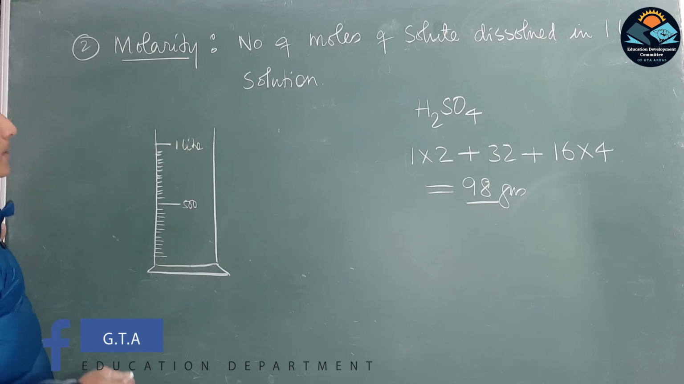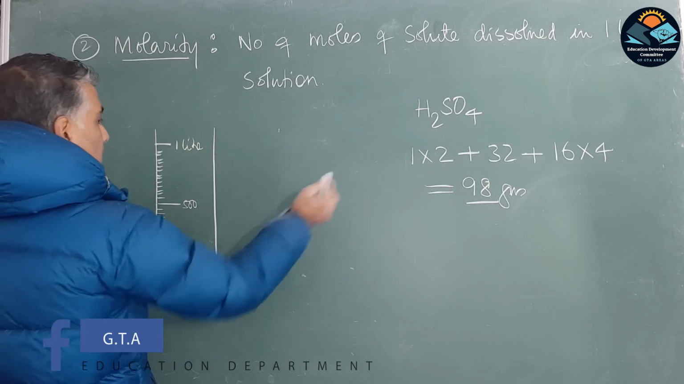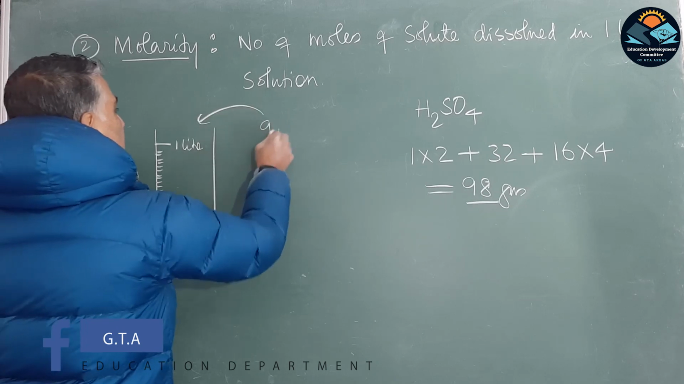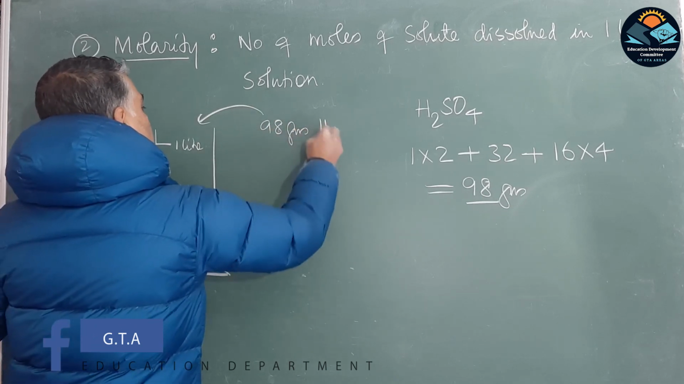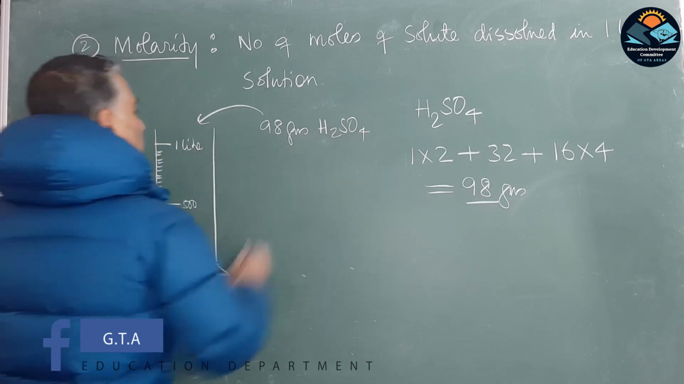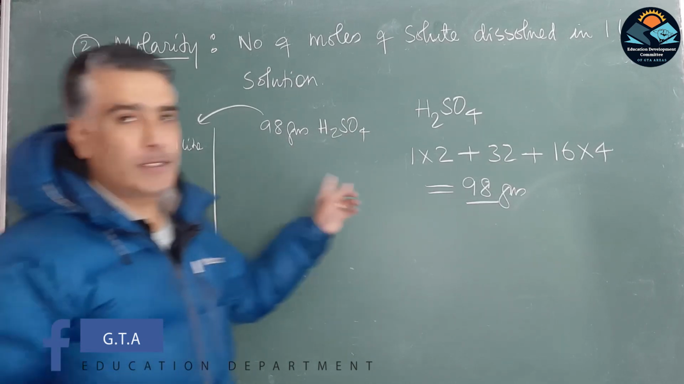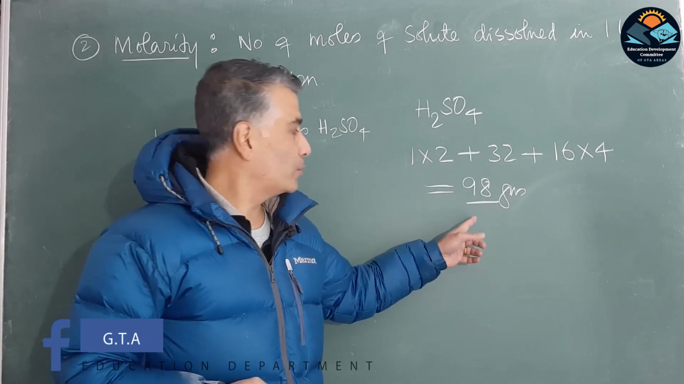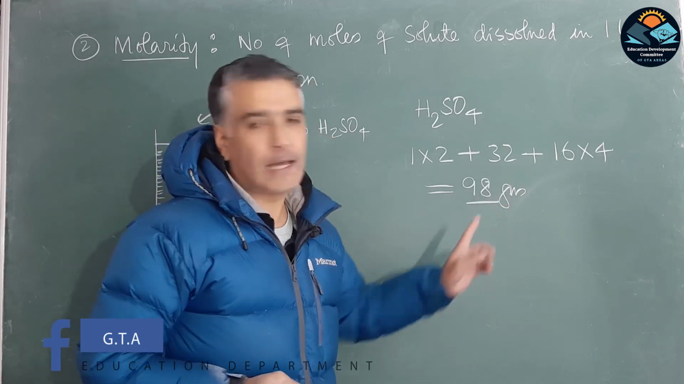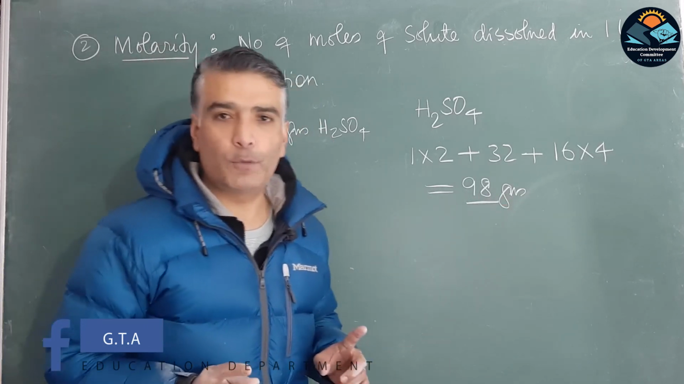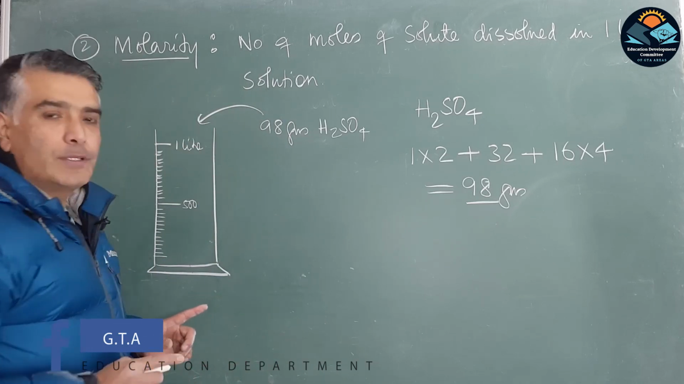So what I'll do is I'll be taking 98 grams of sulfuric acid. Why 98 only? Because I know that its molecular mass is 98. So if I take 98 grams, whatever the molecular mass is, that amount in grams, I know it's going to be 1 mole. Why am I so concerned about the moles?